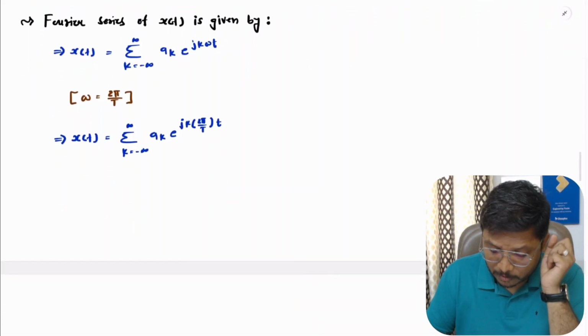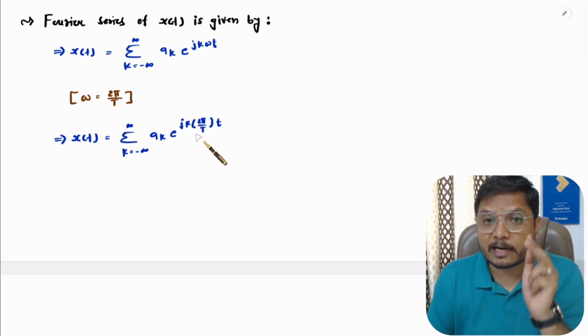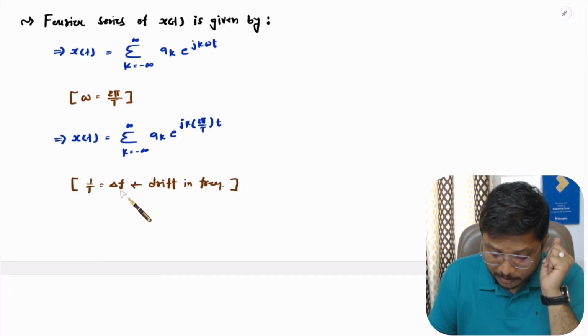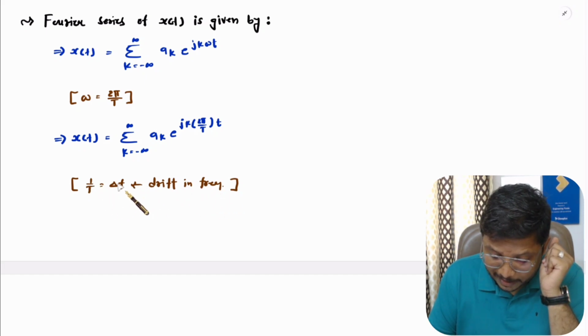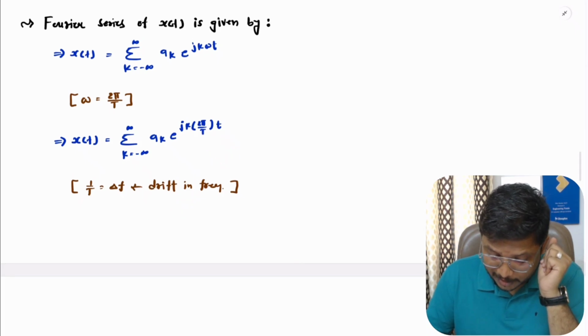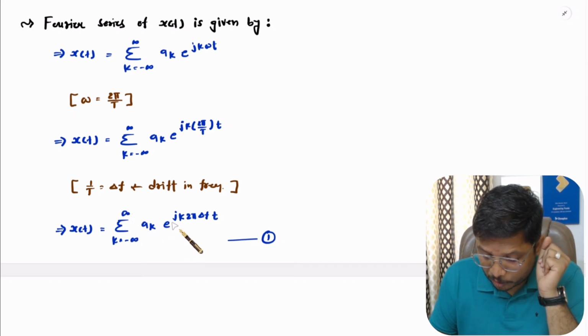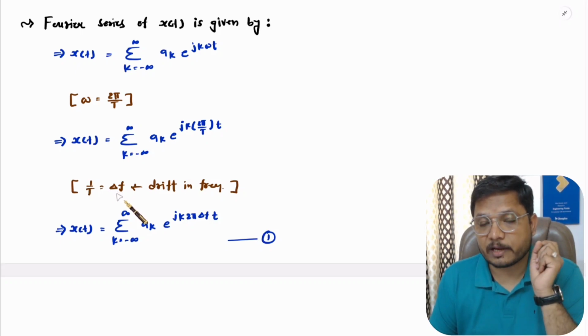Now here if you observe, we have 1 by T. See this 1 by T, that explains drift in frequency. Let us assume 1 by T is delta f, where delta f is the drift in frequency. So if I substitute 1 by T equals delta f, then this Fourier series equation will be the summation where k ranges from minus infinity to plus infinity of a_k into e to the power jk 2π delta f t. See here 1 by T equals delta f, that I have substituted. Delta f is the drift in frequency.